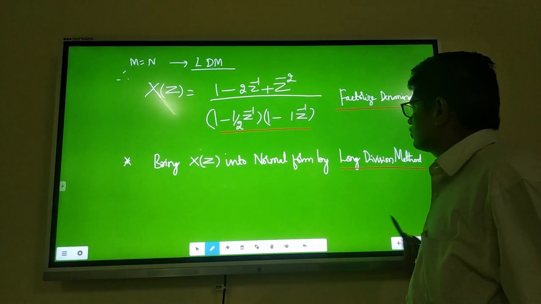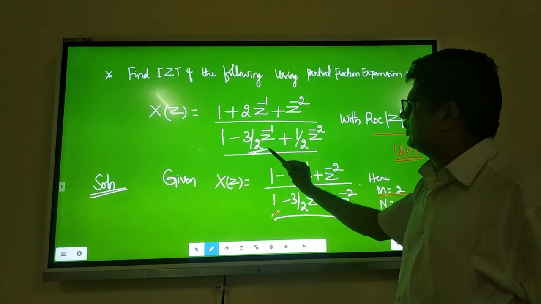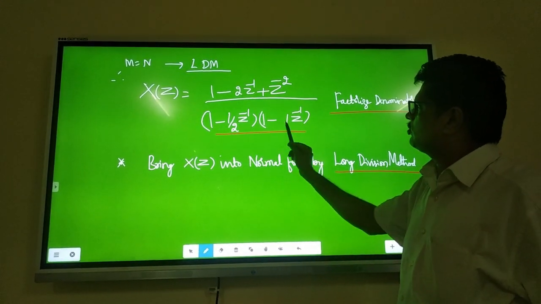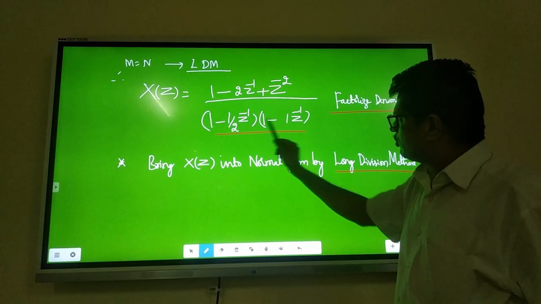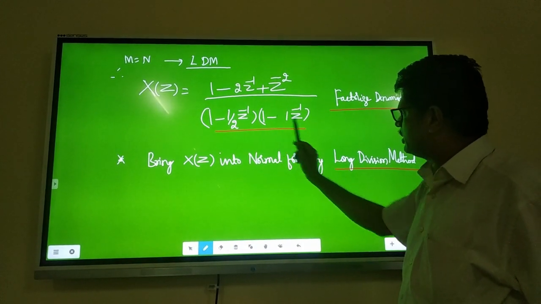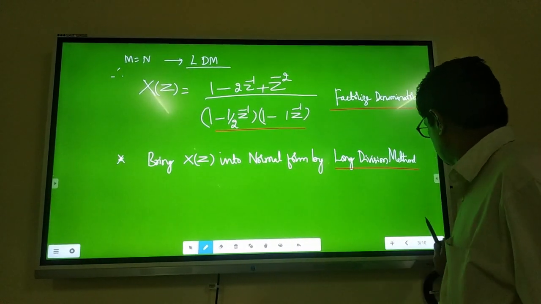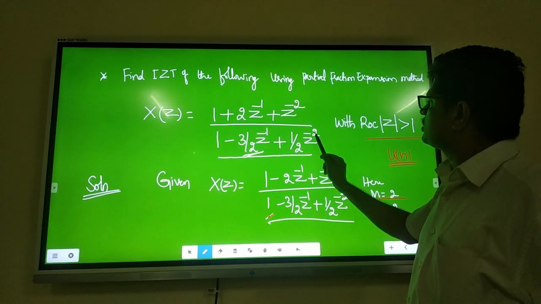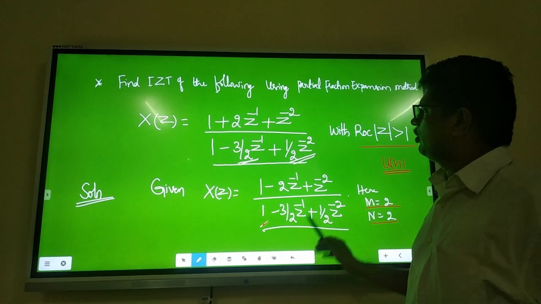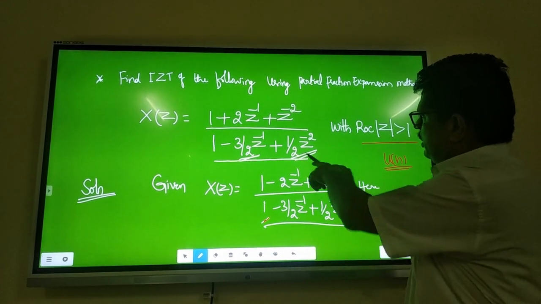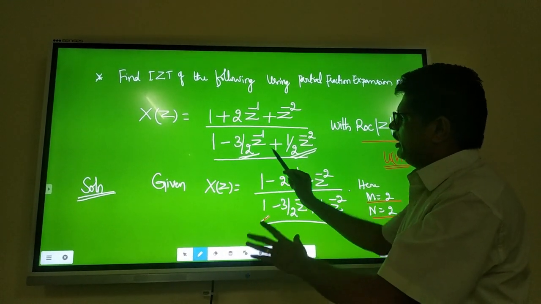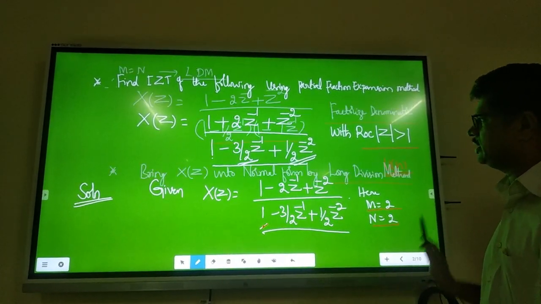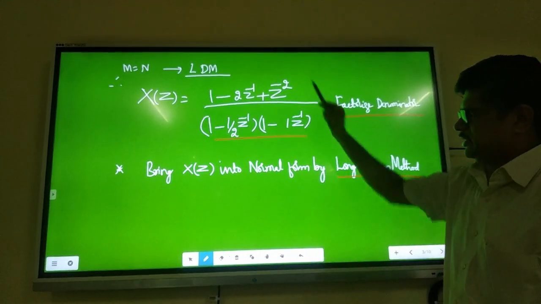Minus 3 by 2 z inverse, that's what this middle term is. Then multiply the last two: minus into minus is plus, then 1 by 2 into 1 is 1 by 2 z inverse, and z minus 1 is z minus 2. That's what you will get, plus 1 by 2 z to the power minus 2. When you multiply those last two, you will get this. When you add, you will get the middle term, and when you multiply the first ones, you get this. This is how you get factorizations.